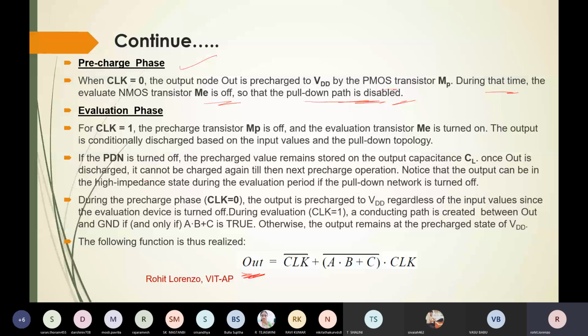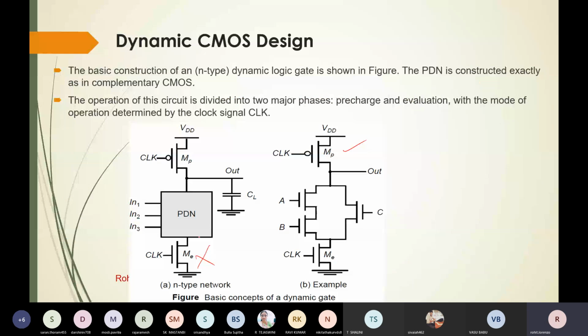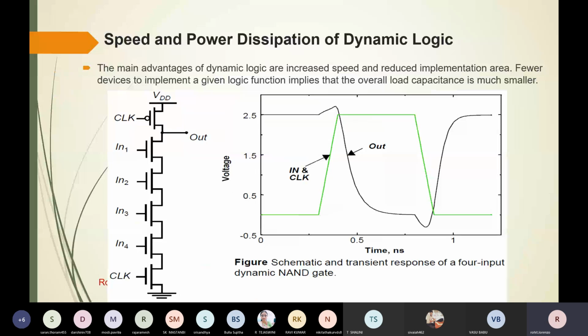So what does this mean here? When this is blocked, this part is completely cut off. This part is totally blocked, so the current will not pass, and this will work. Now we'll see the advantages and disadvantages.